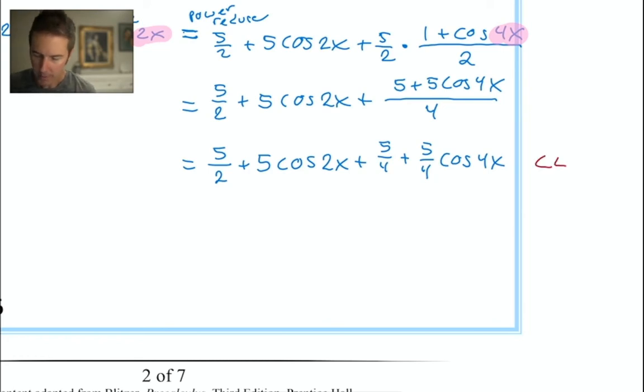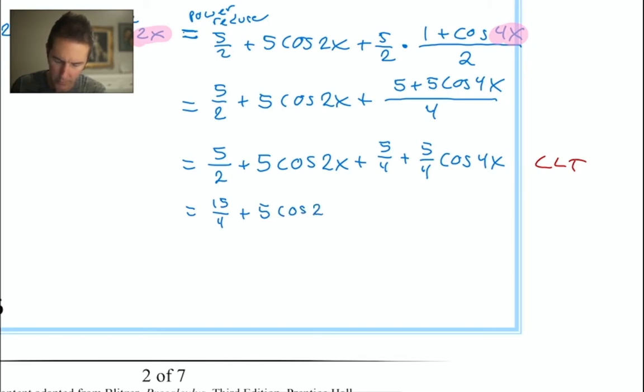And down here we're going to combine like terms. We've got 5/2 as a constant value and 5/4 as a constant. You need a common denominator. 5/2 is the same thing as 10/4. 10/4 plus 5/4 is 15/4.